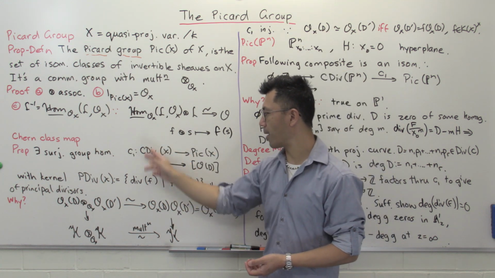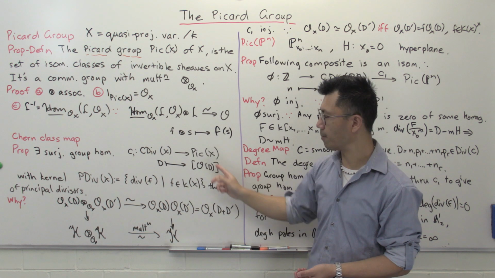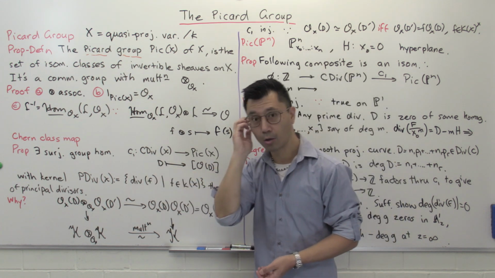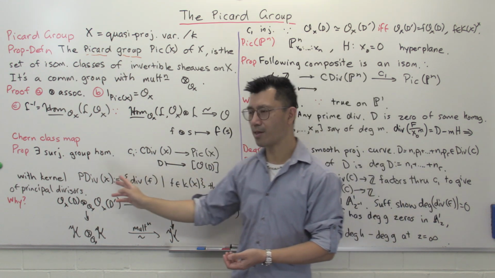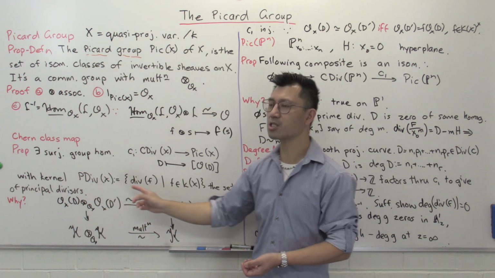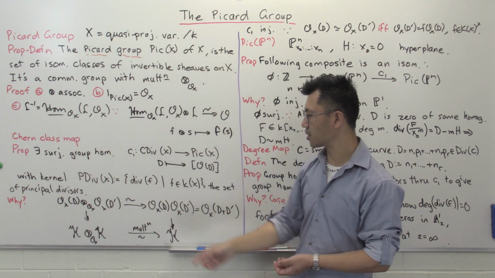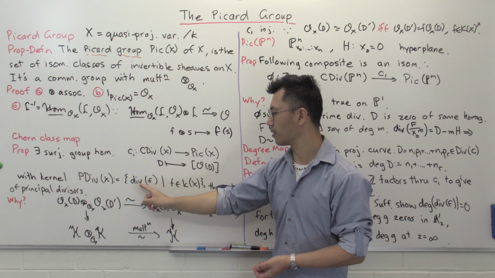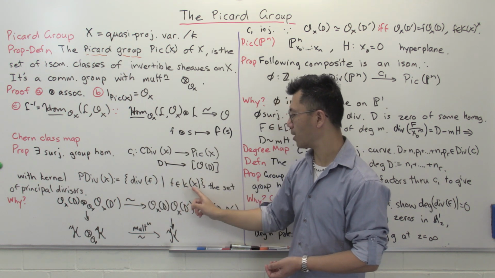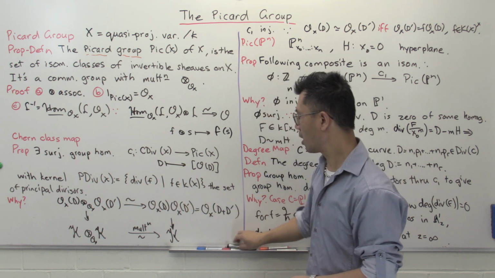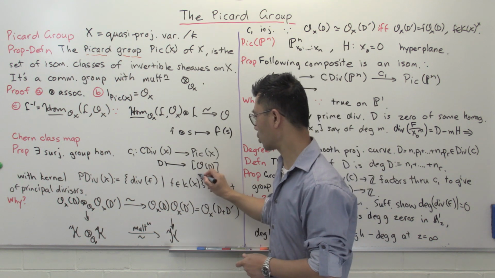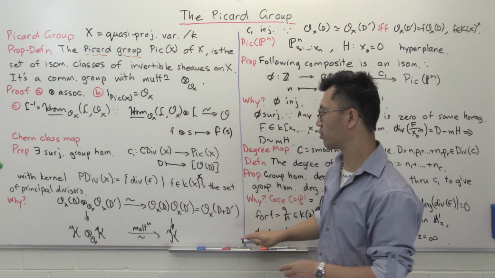Of course, this is a free abelian group. This might not be a free abelian group here. So this will have a kernel. And what is the kernel? The kernel is rather nice too. It's going to be the set of principal divisors. So it's the set of all divisors of the form divisor of f, for f some non-zero rational function. They're called principal divisors.